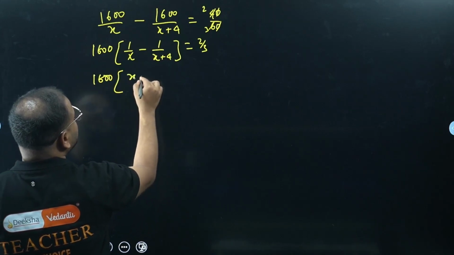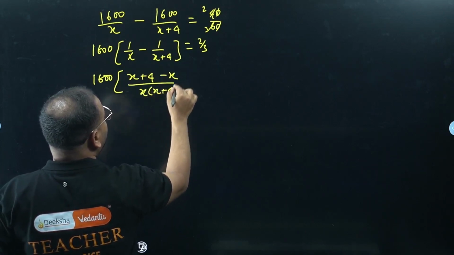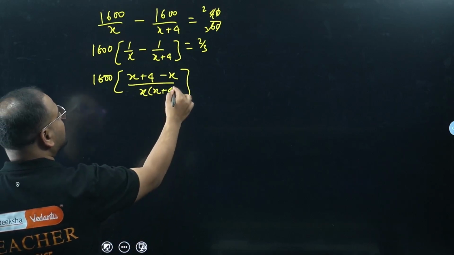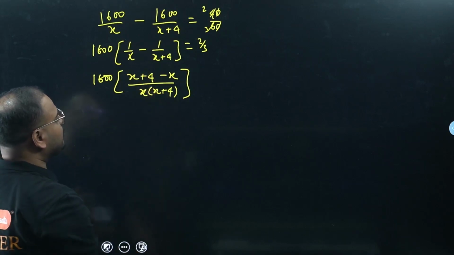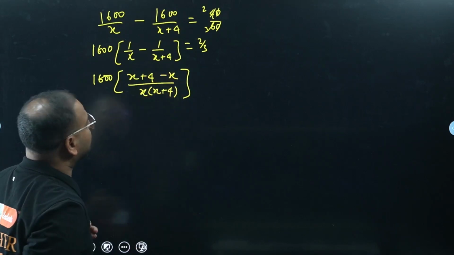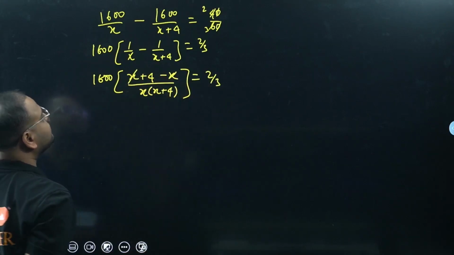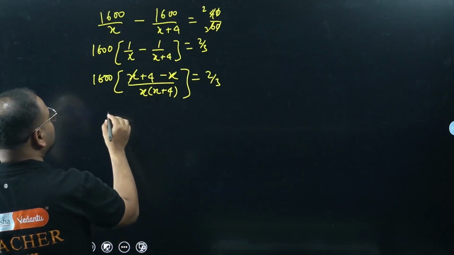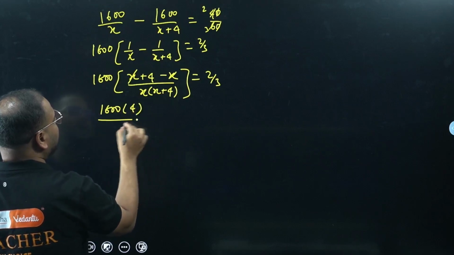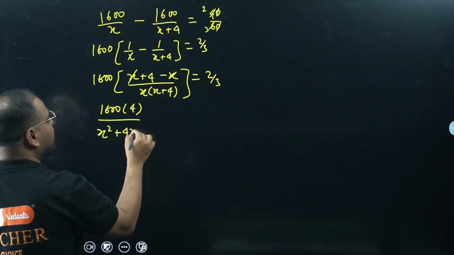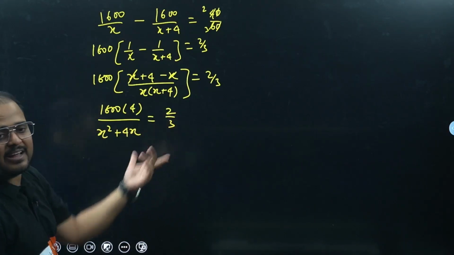1600 times x plus 4 minus x upon x times x plus 4. Don't ask me how, it's the same thing I've been doing in all the previous questions. Product of the denominators. What is missing here? x plus 4, so x plus 4 is the numerator. What is missing here? x. So x is the numerator. Equal to 2 by 3. Simplify this. x and x will cancel each other. Now take the reciprocals. Before that, let's simplify one more step. 1600 times 4 by x square plus 4x equals 2 by 3. So we'll take everything on one side and variables on one side.